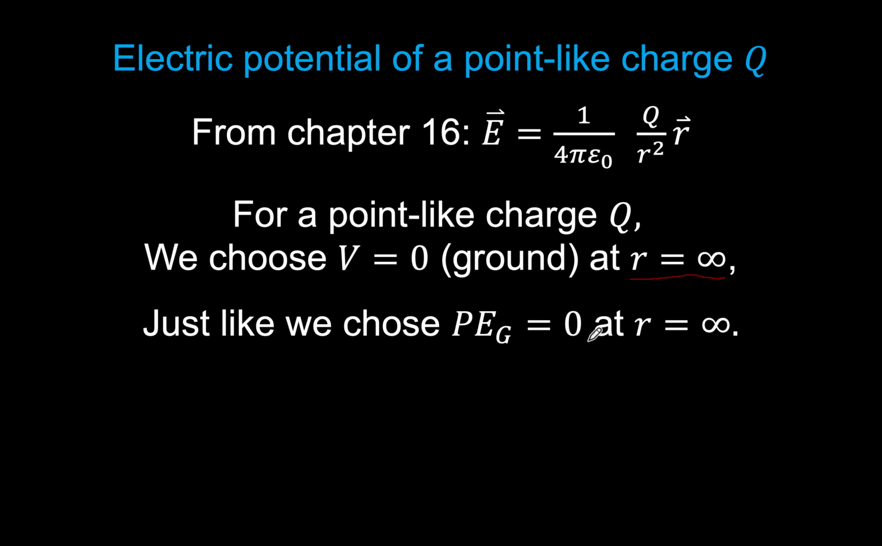And maybe just to make it seem a little less weird, I'll remind you that when you learned about universal gravitation, we made the exact same choice, that universal gravitational potential energy is equal to zero at r equals infinity for exactly the same reasons.